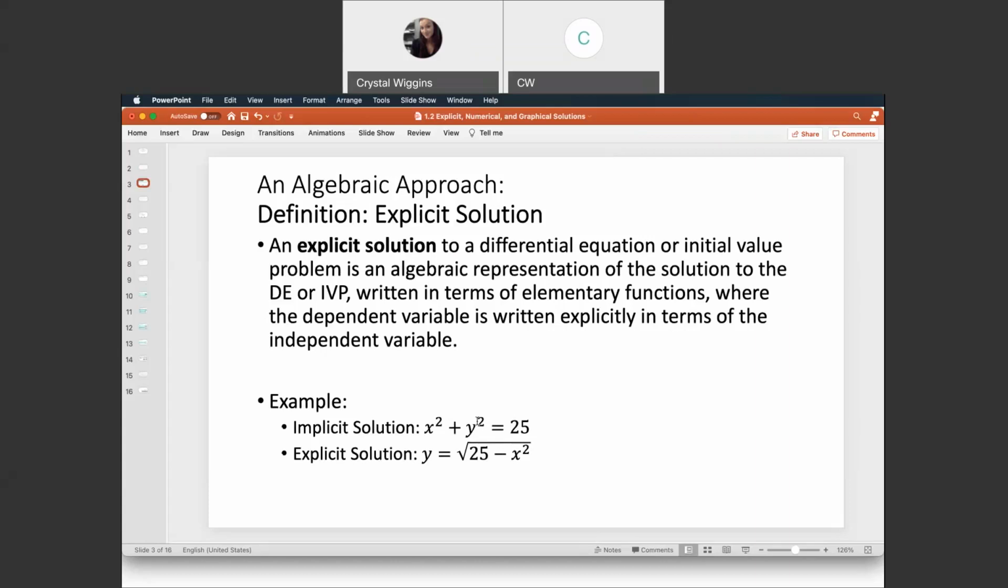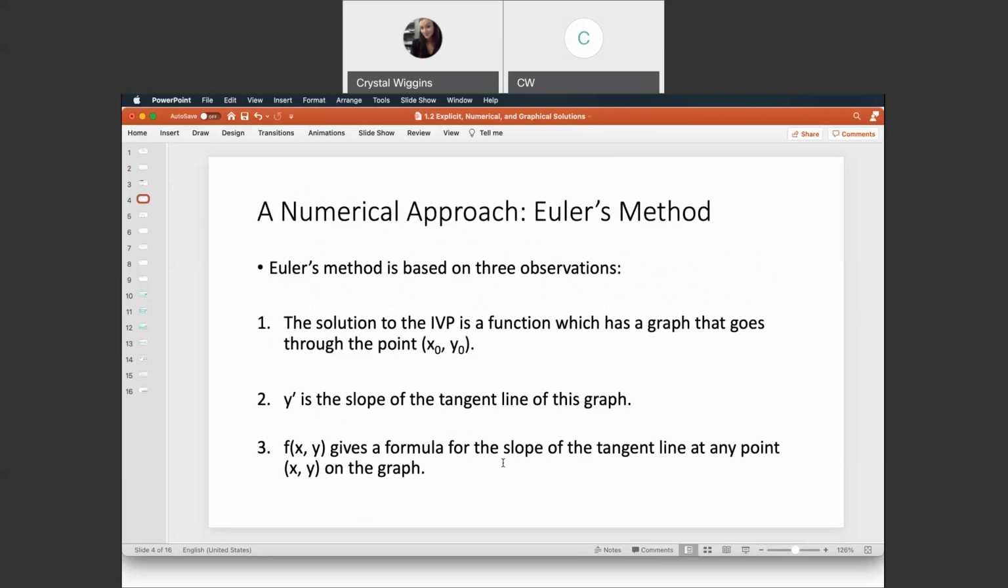In many cases, solving for y is actually impossible without technology, and in some cases just impossible altogether, especially when there's different levels of y. So if there's y squared, y cubed, all in the same problem, all in the same solution, then we know that that's not a possible formula that we can solve for one variable. So in many cases, implicit is our only way of writing the solution, but we do try to write it explicitly as we are used to working with functions that are solved for a particular variable. A numerical approach is going to be Euler's method.